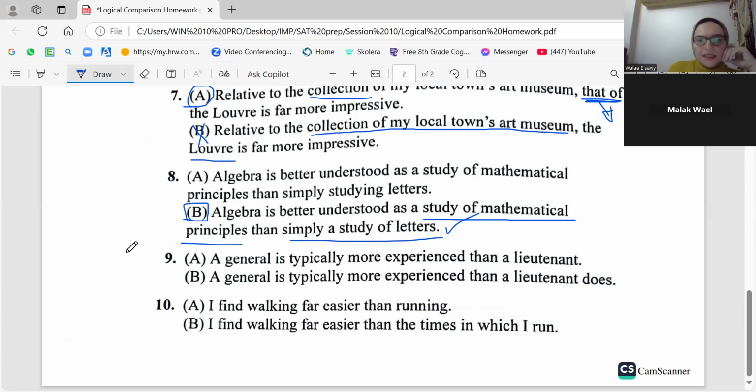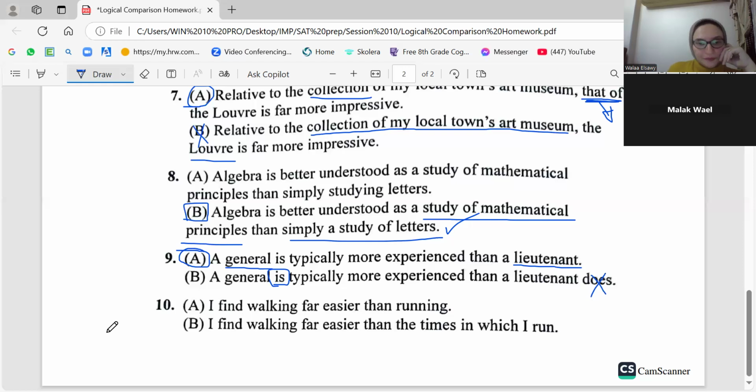Okay. A general is typically more experienced than a lieutenant. So which one works, A or B? This is A. More experienced than? Okay, so here, if you add the verb, it means that you're comparing a verb to another verb. But here I don't think that he does something. The general doesn't do anything. Even I have used the verb of being here, is. So there is no need to add does. So a general is typically more experienced than, okay, so here you're comparing the general to the lieutenant. Okay, yes. So the answer is A.